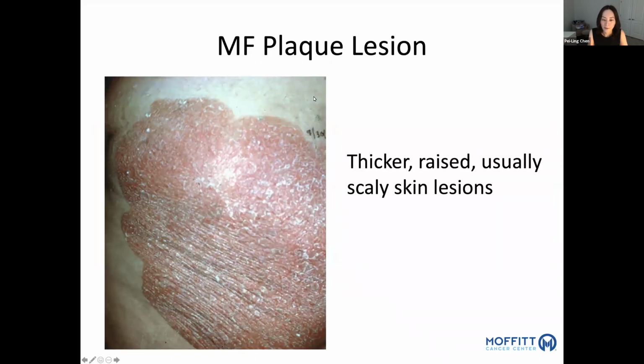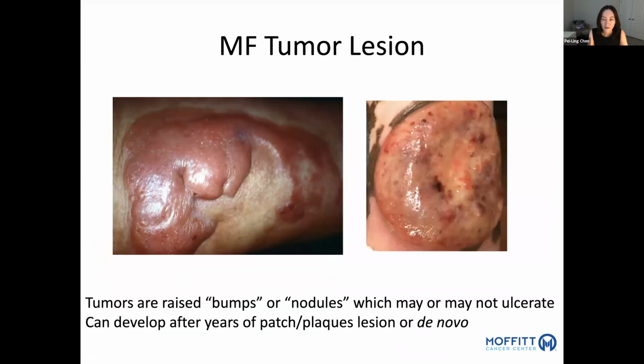And then we're looking at the plaque lesion. Compared to the patch lesion, these are usually thicker, raised, and still relatively scaly skin lesions. And here we're looking at a tumor lesion. These tumors are usually raised bumps or nodules, which may or may not ulcerate. So here we're looking at tumor lesions.